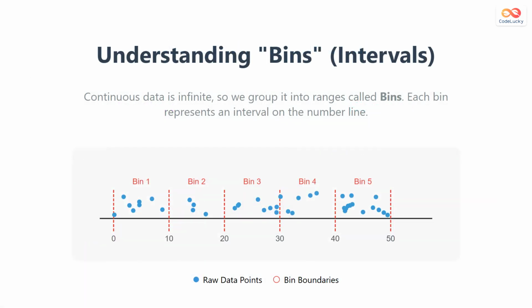To manage continuous data, we group it into intervals called bins. Imagine a number line. We chop it up into equal segments. For example, 0 to 10, 10 to 20, and so on. Every data point drops into one of these bins. The raw data points are shown as blue dots here, falling into their respective red intervals.